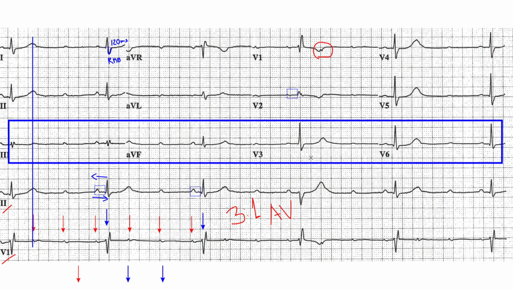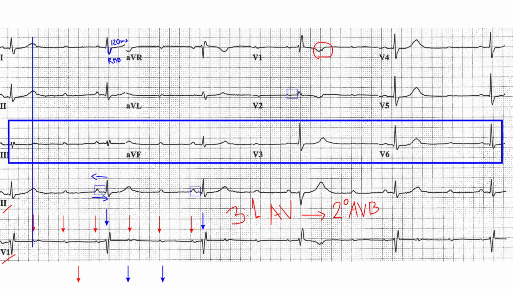And now let's talk about, and I'm sorry, we have 3-to-1 conduction, which implies that here we're talking about a second degree AV block. Okay, so this is not a complete heart block. In a complete heart block, there would be no relationship between the atrial beats and the ventricular responses. You would be looking at two separate things.